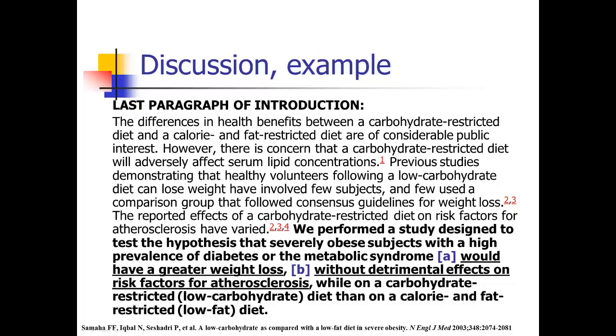So they said, we performed a study designed to test the hypothesis. Notice it's very easy for the reader, in that introduction section, to find what they were doing, because they actually said they wanted to test this hypothesis: that severely obese subjects with a high prevalence of diabetes or the metabolic syndrome, so a specific group of people, would, A, have a greater weight loss, and B, have a greater weight loss without any detrimental effects on their cardiovascular risk profile.